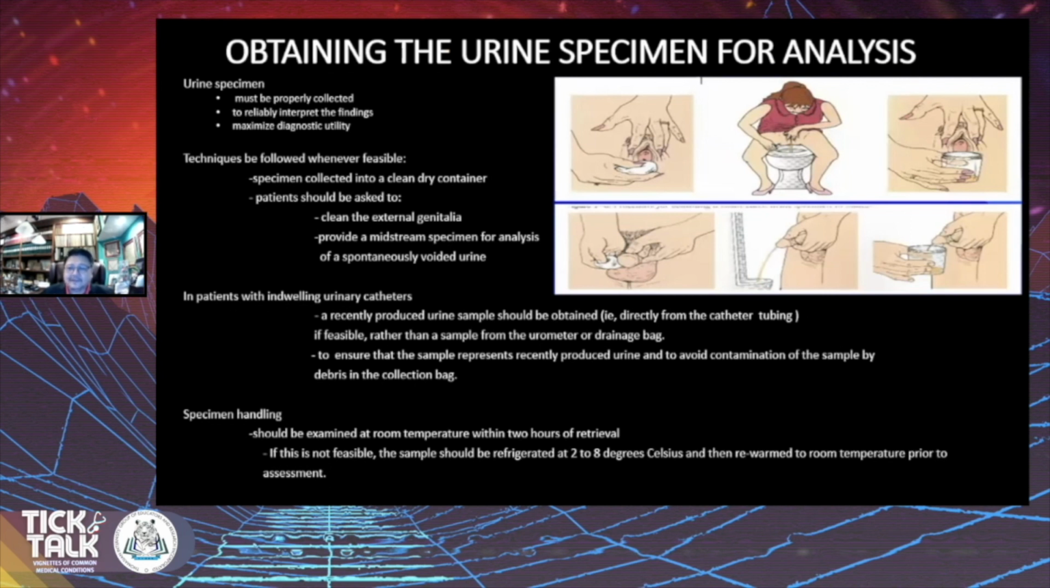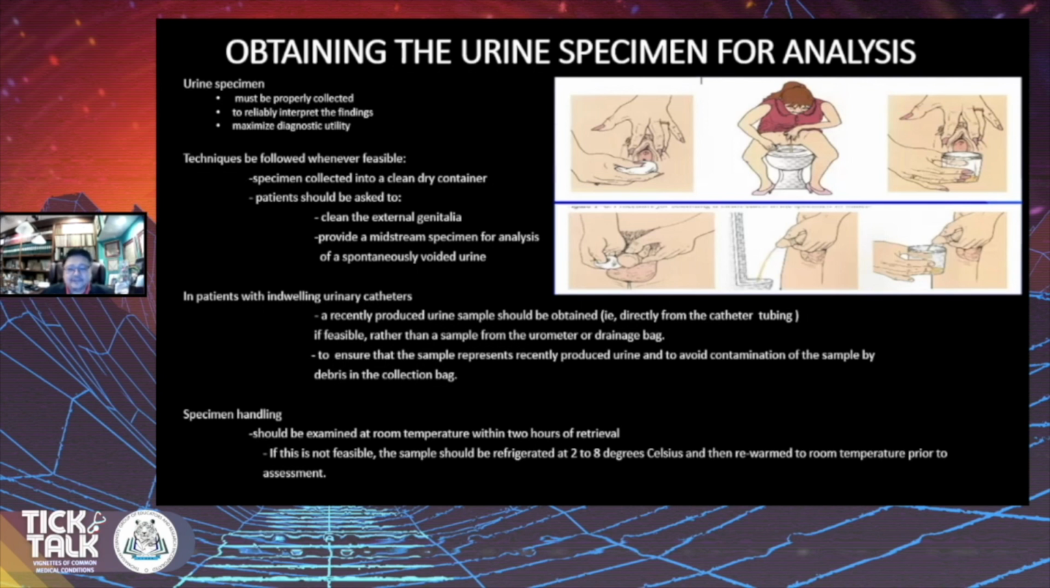The techniques to be followed whenever feasible: the specimen should be collected into a clean, dry container. Patients should be asked to clean the external genitalia as shown in the picture and provide a midstream specimen of spontaneously voided urine. In patients with indwelling urinary catheters, a recently produced urine sample should be obtained directly from the catheter tubing and not from the drain bag.